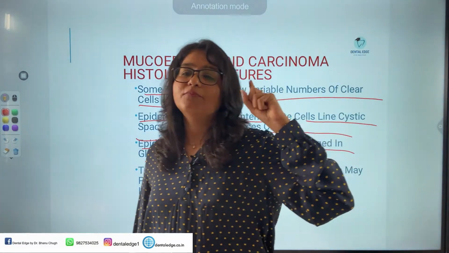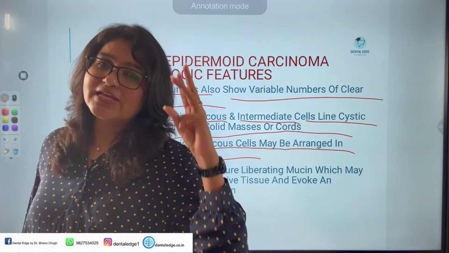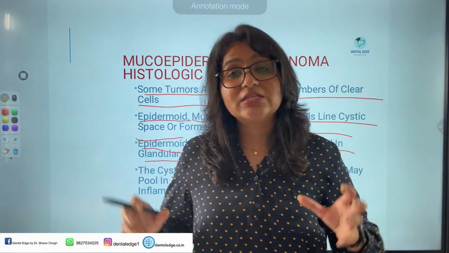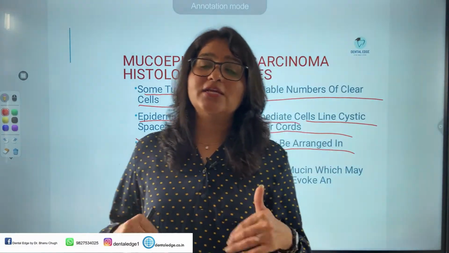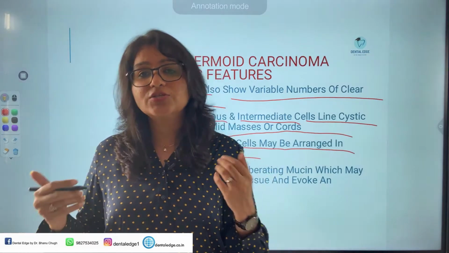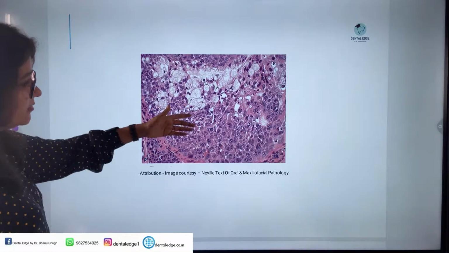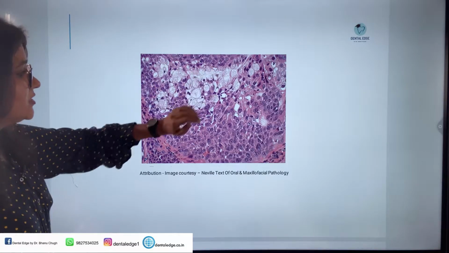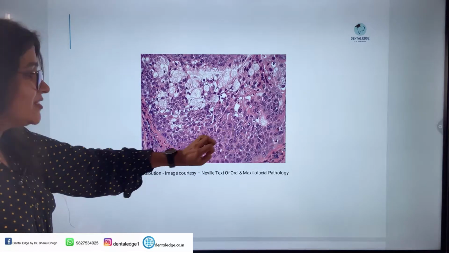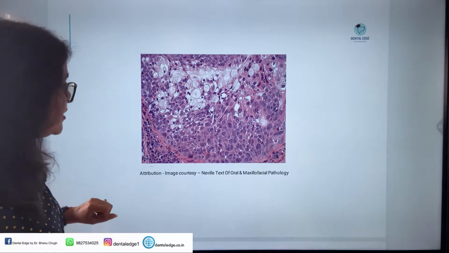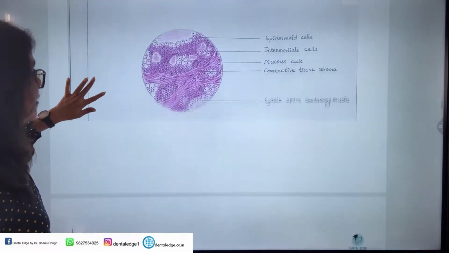So what you need to remember: there are three types of cells, mucus producing cells, epidermoid cells, and intermediate cells. These cells are arranged around cystic spaces, or in solid masses or cords. This is what you need to remember. Sometimes clear cells are also present. Again, this image shows all three types of cells. Mucus cells are there, epidermoid or flat cells are there, and there is a population of small cells, the intermediate cells.